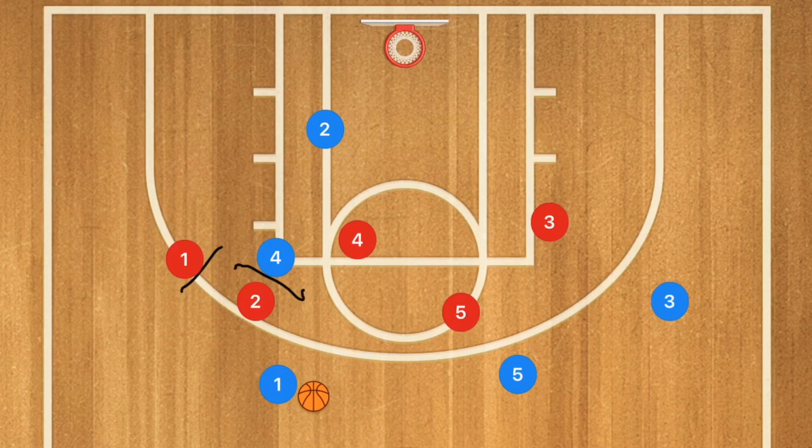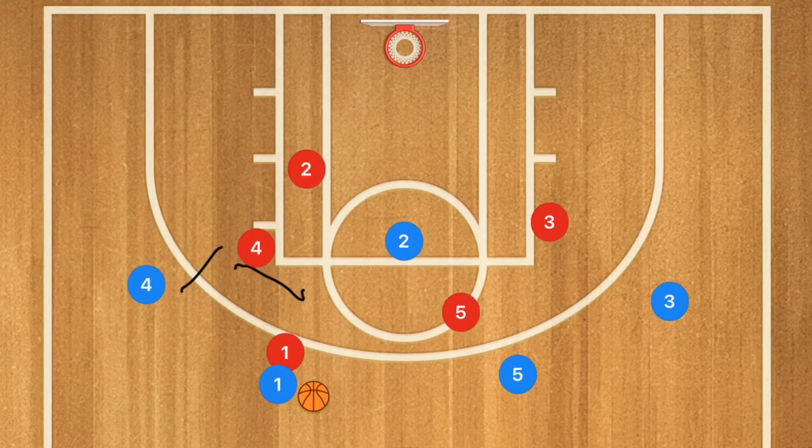If not, then let's say player 2 fought through. Now player 2 is in the high post. Player 4 is out on the wing. And now we are set up in our motion offense once again.